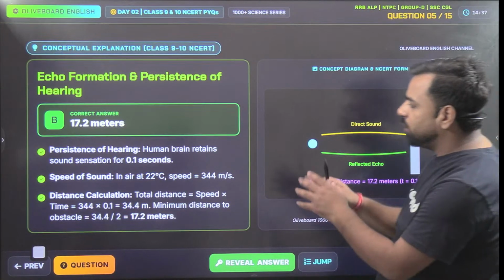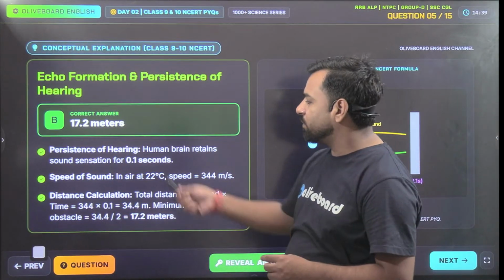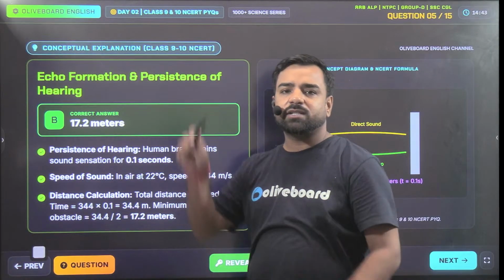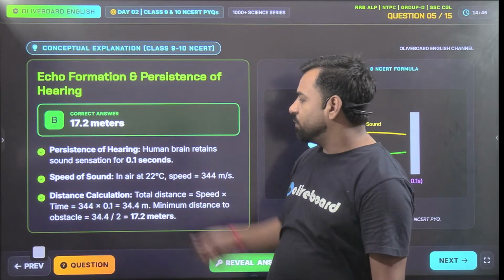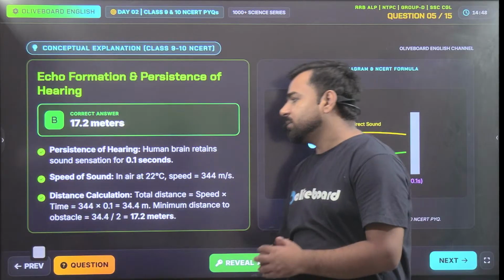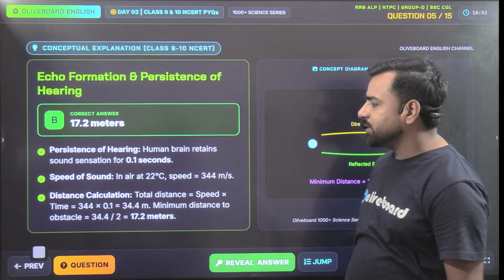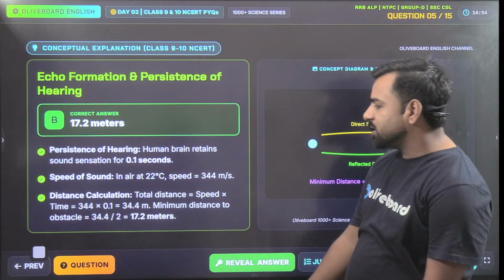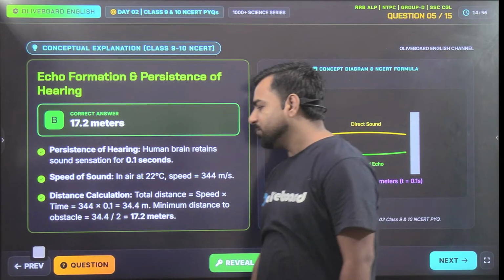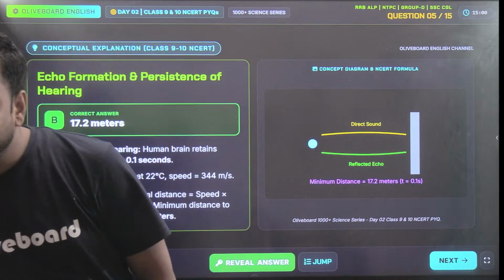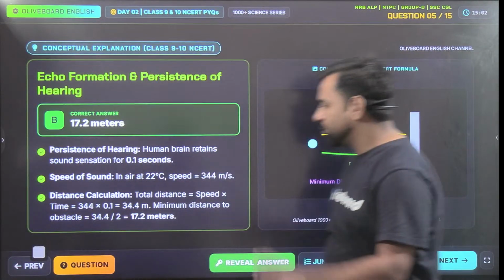So yes, the human brain retains the sound sensation for 0.1 second. This was asked in RRB previously. So it's 1 by 10th of a second, so 0.1 second. Speed of sound in air at 22 degrees centigrade is 344 meter per second. So according to the distance calculation, the answer will come 17.2, but it can be directly asked as well, right? So yeah, Natisha and Ankita, both of you were correct.